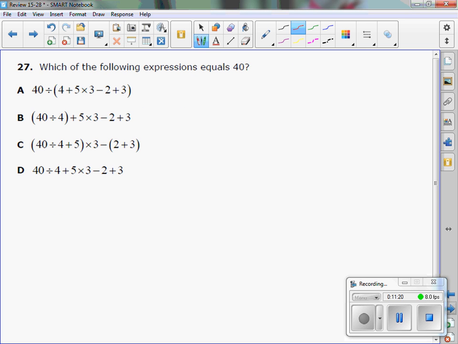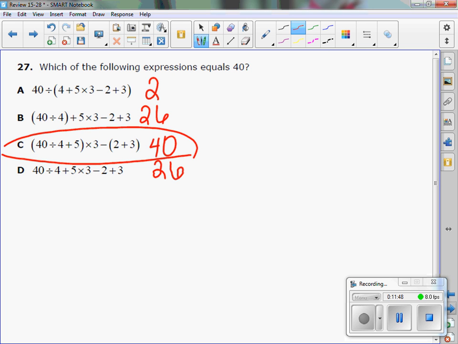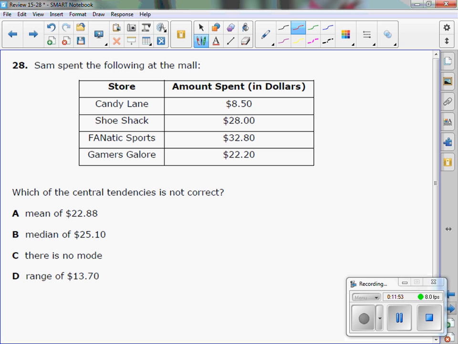Which of the following expressions equals 40? So all of these different expressions have the same numbers and signs. They just have parentheses in different spots. But according to order of operations, parentheses is our first step. So it does end up changing the answer, the value to the problem. When you end up working these out, following order of operations, for A, you get 2. For B, you should get 26. For C, 40. And for D, 26. So C ends up having the value of 40, which they're looking for.